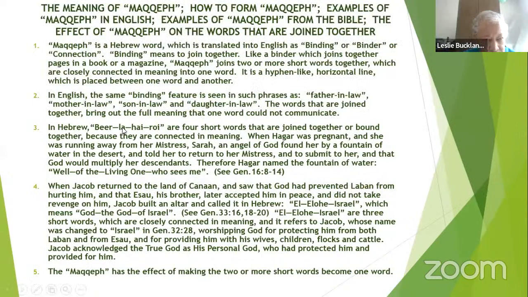Do you see the line here that joins this word to that word? Yes, sir. This is a Maketh. It binds or joins or connects one word with another. And you have another Maketh between la and hai that joins them together, and another Maketh between hai and roi that joins them together. So all of this now becomes one word. Rather than one separate word each, they are now joined together and become one word.